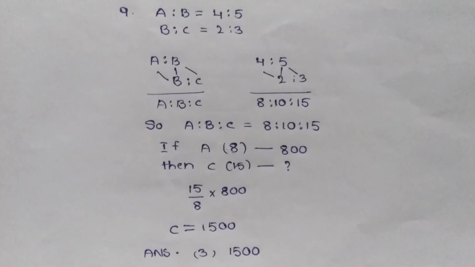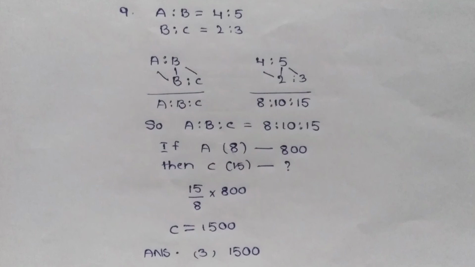Here the process is repeated, but here you are going to find out the value of the higher number. So write the higher number in numerator, then write the lesser number in denominator and multiply with the given value, that is 15 by 8 into 800. After solving this, you will get the C value as 1500. So the value of C is 1500, which is option 3. I hope you have understood what I am trying to tell.